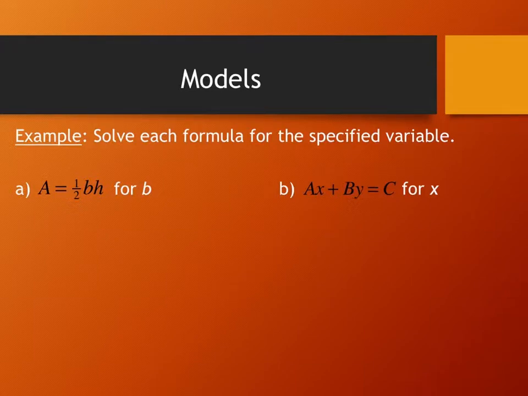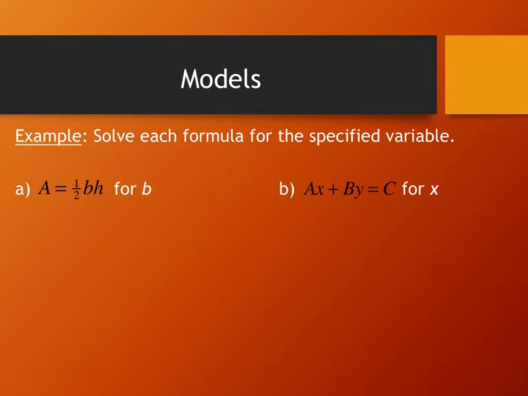Area of a triangle. Very good. It is the area of a triangle, 1/2 base times height. And this problem is asking us to take this equation and solve it for a specific letter, in this case, the letter B. So we want to isolate the B. We want to move everything else to the other side.